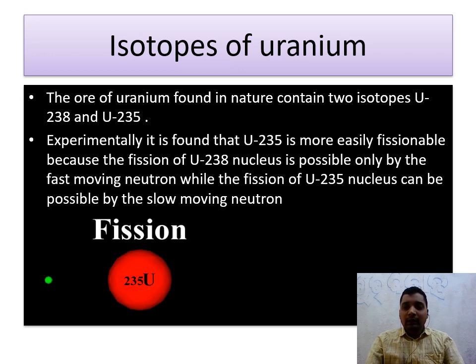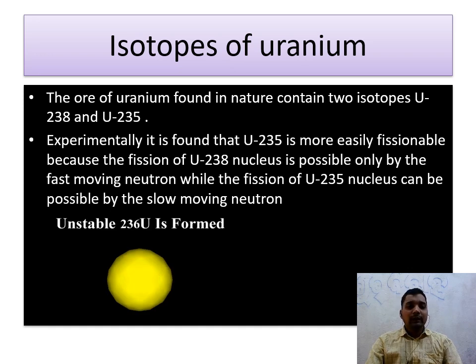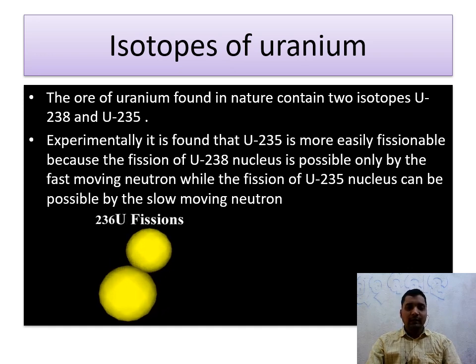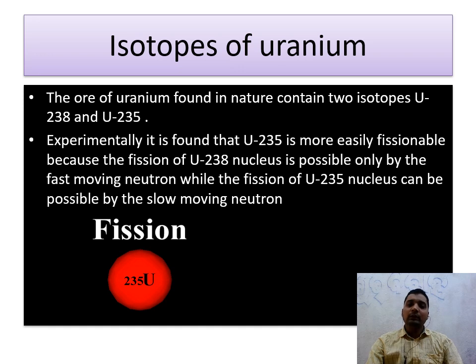It can more easily go for nuclear fission to give krypton and barium. Here you can see uranium-235 changes to uranium-236, and we get two parts, krypton-92 and barium-142. So uranium-235 is basically used for the nuclear fission reaction.